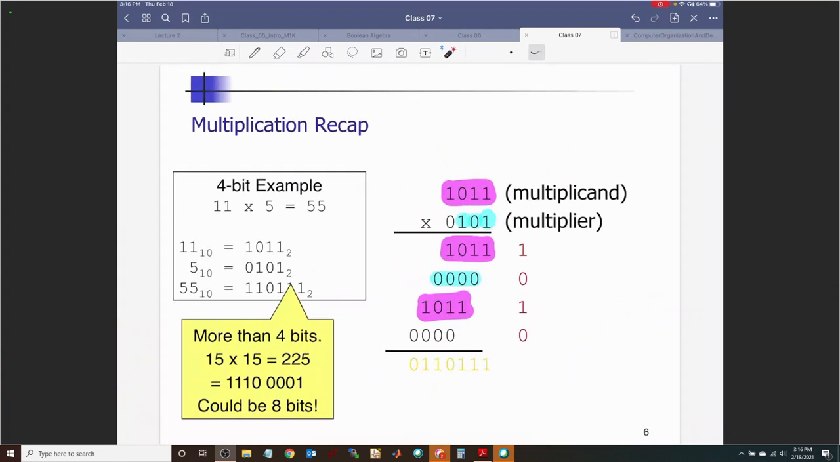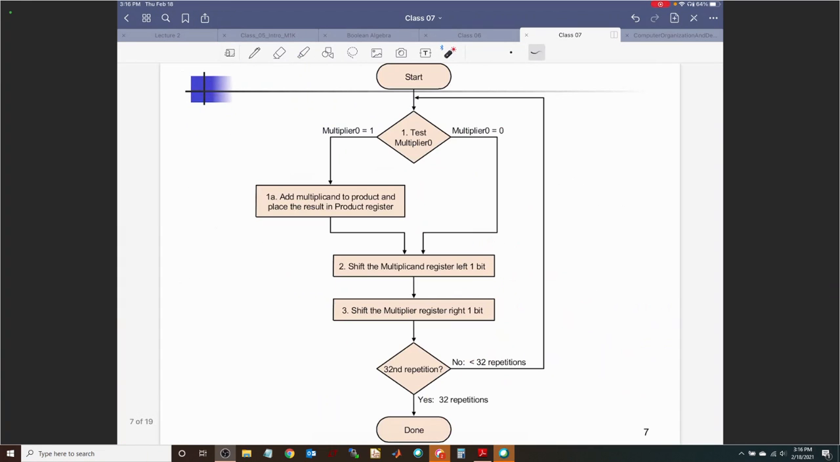So keep that in mind as we take a look at the flowchart here. Hopefully you can relate this flowchart back to the process of multiplication by hand that we talked about. The first thing you do after you start is to look at the least significant bit of the multiplier. Multiplier 0 is essentially looking at the LSB of the multiplier. And clearly we are in the binary world, so this can either be a 0 or a 1.